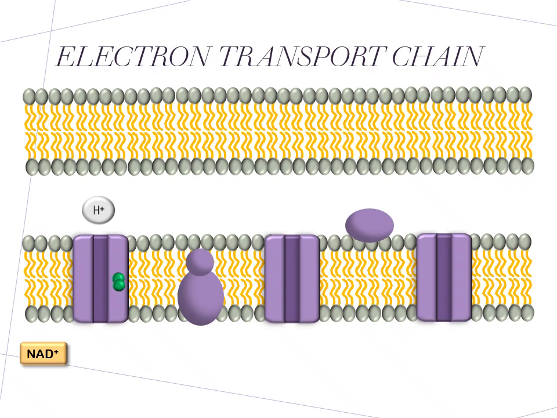From here, the electrons will be passed to complex 2, which is also the stage at which FADH2 can feed in electrons, becoming oxidized to FAD. The electrons will be passed through the remaining components of the chain, with the potential energy being used to pump more hydrogen ions into the intermembrane space. Finally, the electrons will be handed off to oxygen, which will combine with protons to form water.